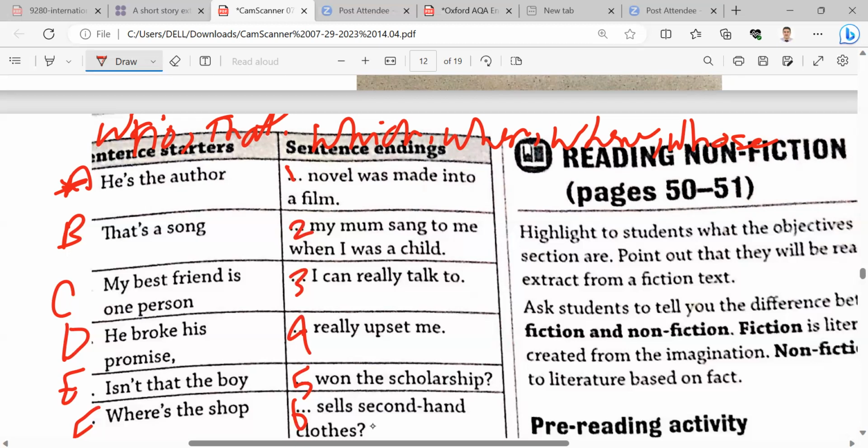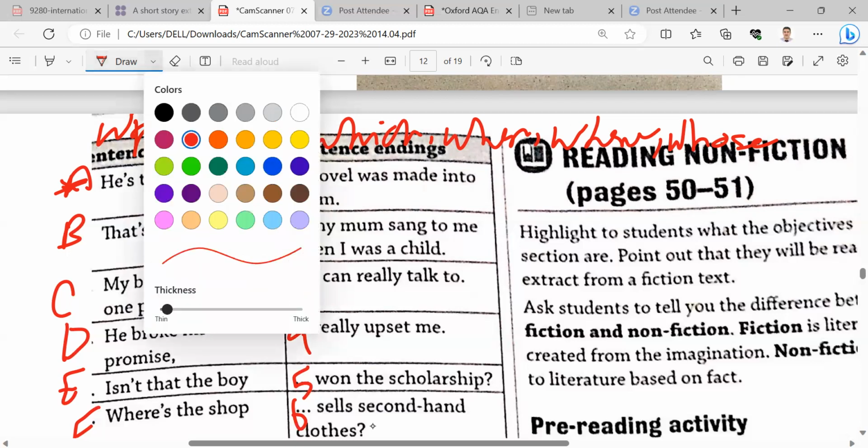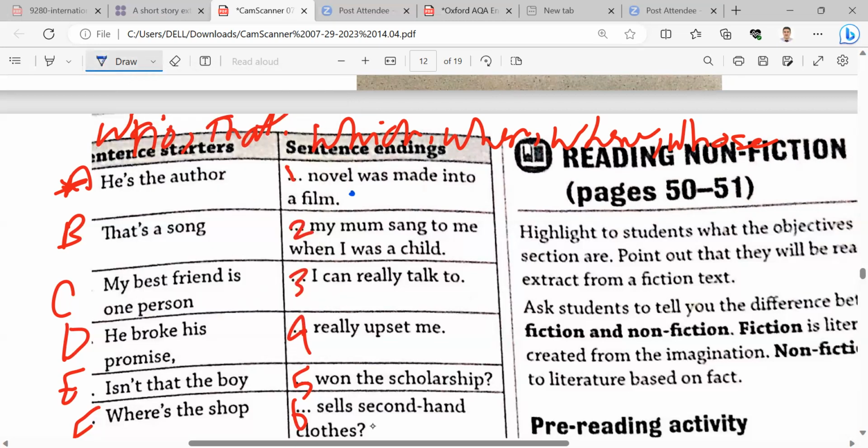He's the author. Whose novel was made into a film. Whose. Perfect, well done. So right here, whose. In this way, whose novel was made into a film, you give me more details about the word author. That's why we sometimes call it an adjective clause. So this helps you to write a complex sentence, as we mentioned before. This is really useful and important for you.